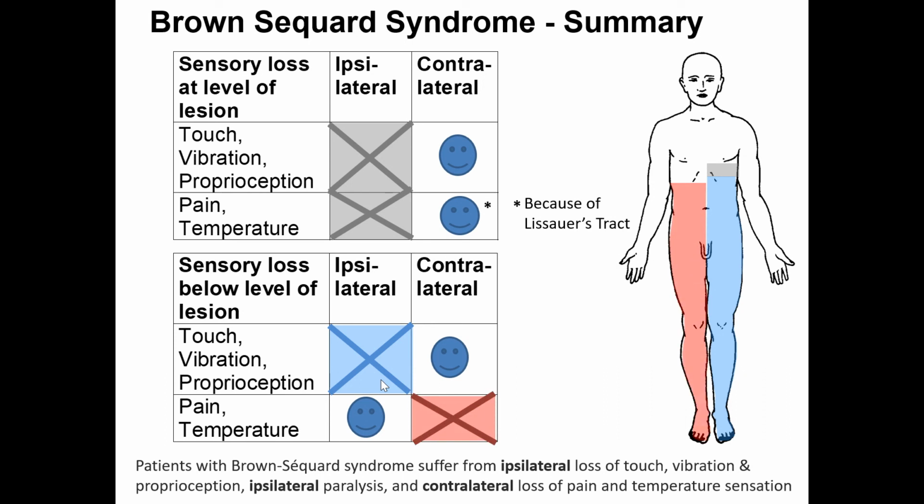So again, to summarize, if you see a patient who has ipsilateral loss of touch, vibration, and proprioception, ipsilateral motor paralysis, and contralateral loss of pain and temperature, it is a Brown-Sequard syndrome.